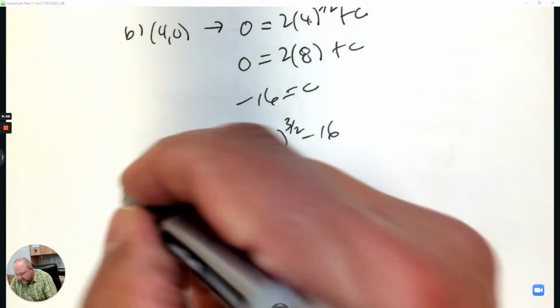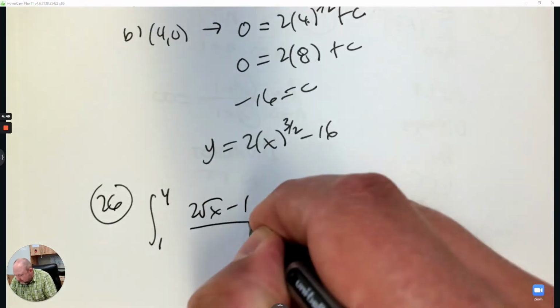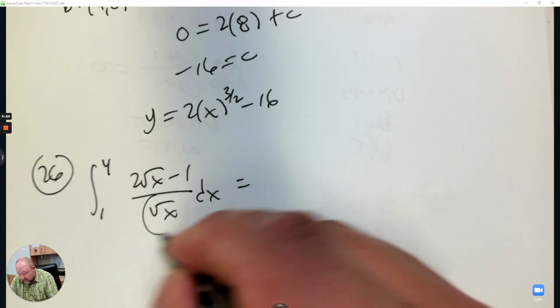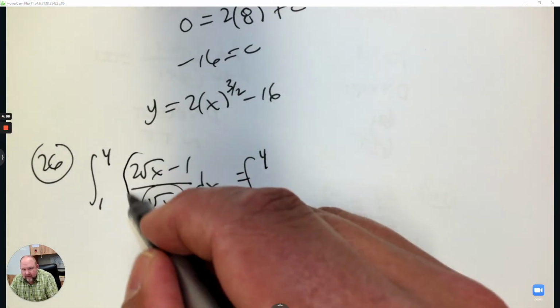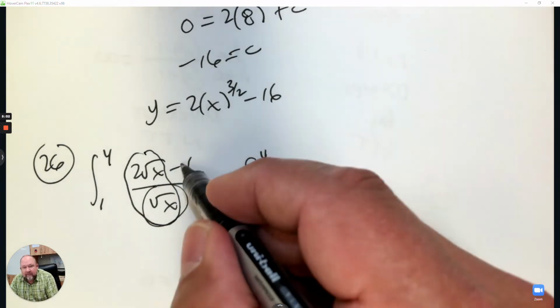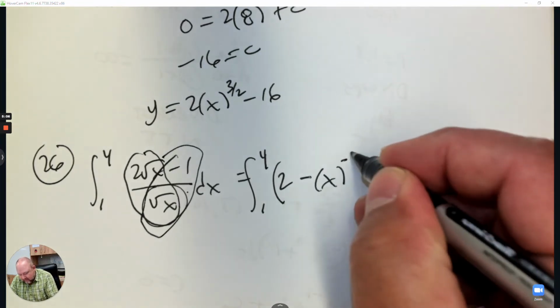Number 26. I want to integrate from 1 to 4, (2 root x minus 1) over root x. The first thing I noticed is that we have a monomial in the denominator. So I'm going to write it separately as two fractions. If I just look at this, the root x's divide out, that's 2. If I just look at this, it's subtracting, and then I write it calculus friendly.